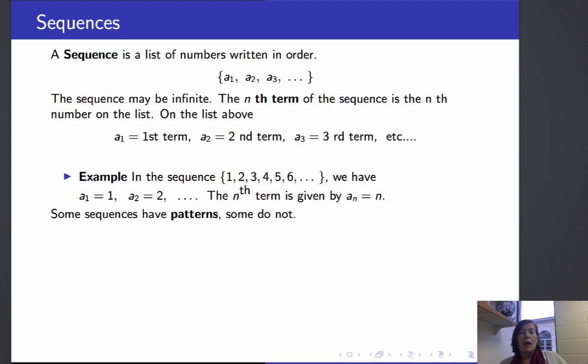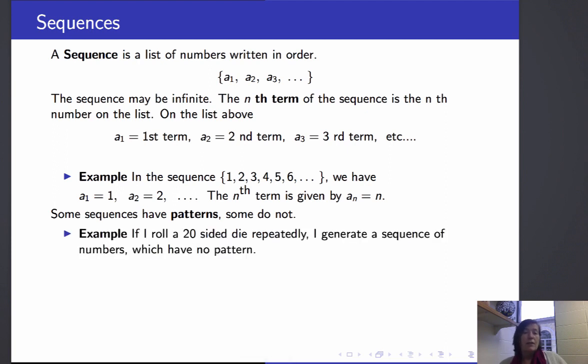Some sequences have patterns and some do not. If I took a 20-sided die and rolled that die repeatedly until the cows came home, then I would generate a sequence of numbers which had no pattern. I couldn't predict what the next number in the sequence was. I wouldn't have a formula for it. I do know it's going to be a number between 1 and 20, but I don't know which one it's going to be.